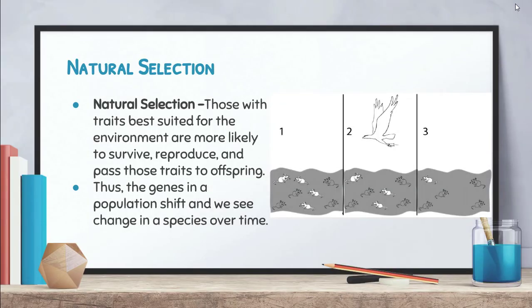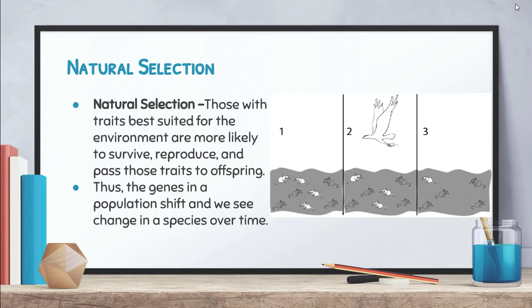A real common misconception here is that individuals evolve, and that is not the case. Individuals cannot adapt or evolve. You cannot change your DNA, therefore organisms can't do that. But over time, the genetics within a species can shift one direction or another. That's that concept of natural selection. Those with traits best suited to the environment are more likely to survive, reproduce, and pass those traits on to their offspring. Thus, the genes in a population shift and we see a change in a species over time.